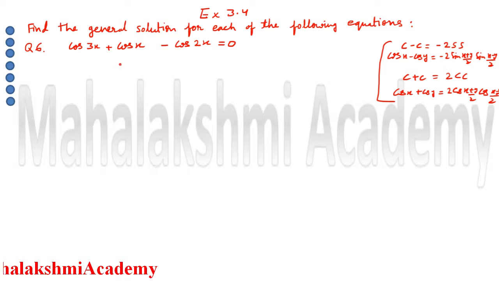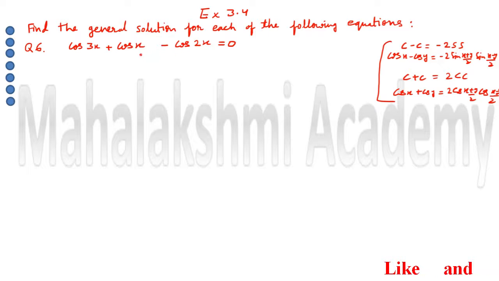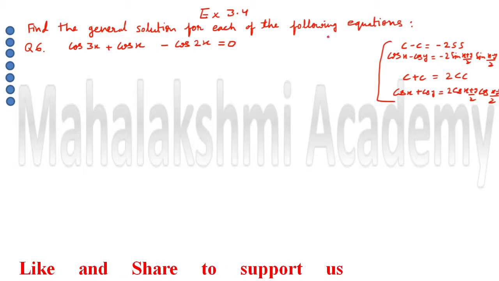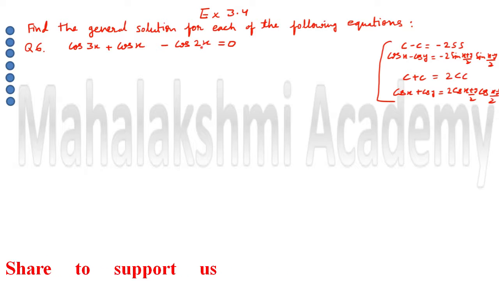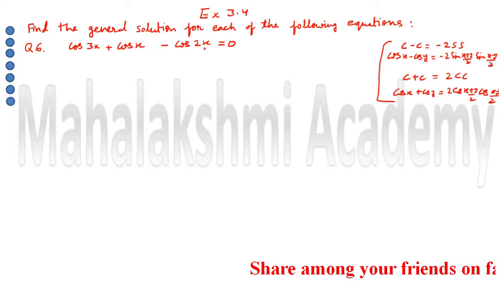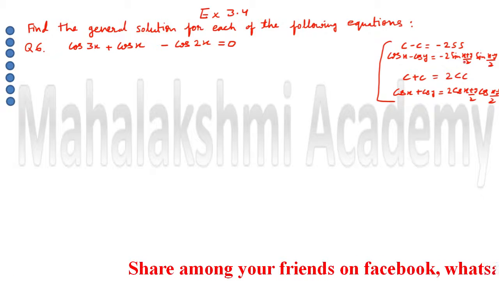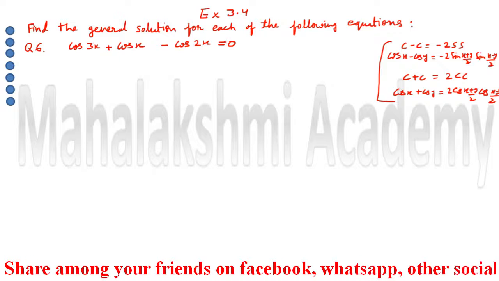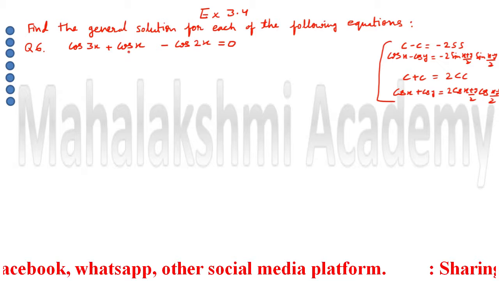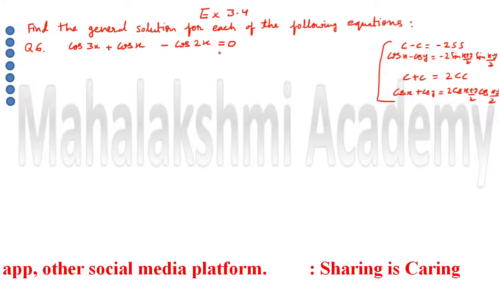Now which pair we should select is very important. Students, if you select this pair, you have to do the sum of angles. So if you do the sum of angles, what will you get? 2x plus x is 3x, and 3x upon 2 is not divisible. That's why we should not select cos x and cos 2x. I hope it's clear to you.